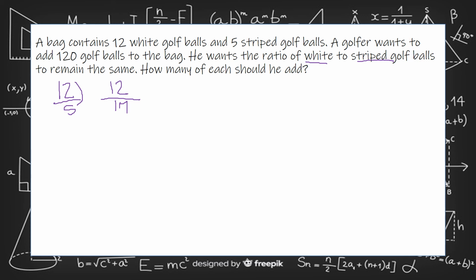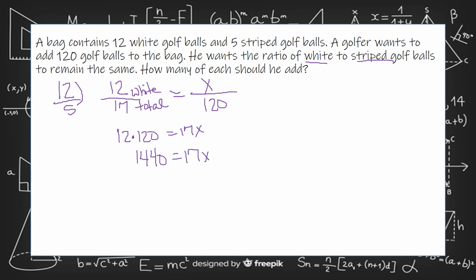So we're just going to look at the white golf balls. So I'm going to put white over total, because if we don't label, we can easily forget how many. If we want to add 120 total, how many white should we add? So let's cross multiply. 12 times 120 equals 17 times x. So the first thing is 12 times 120. That's going to be 1,440.